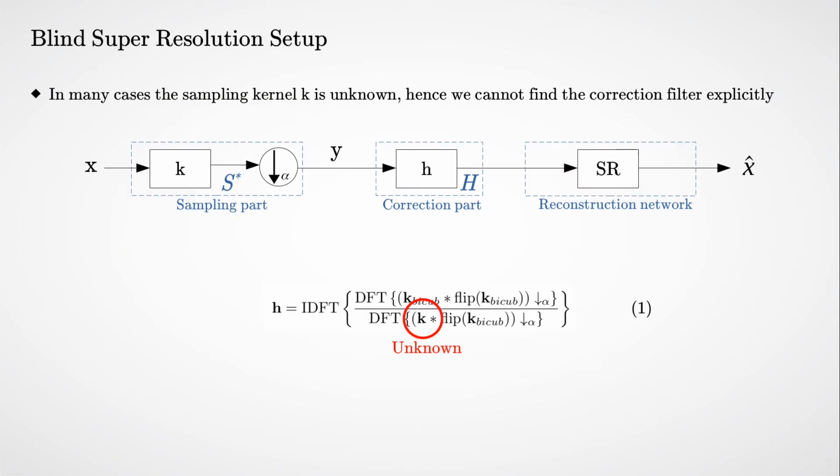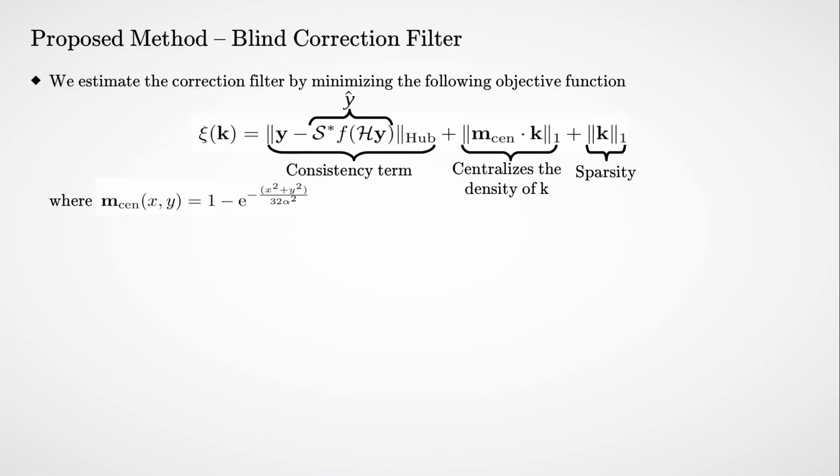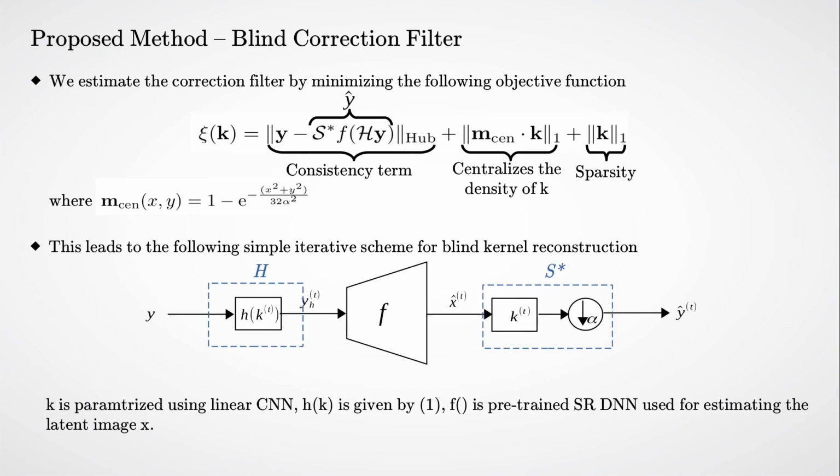In many cases, the sampling kernel K is unknown, and therefore we cannot use the analytic expression of the correction filter H. Therefore, we present an algorithm for estimating the correction filter when K is unknown. We do that by minimizing the following objective function with respect to K. The first term is for consistency, the second is for centralizing the estimated kernel K, and the last promotes sparsity. This leads to the following iterative scheme.